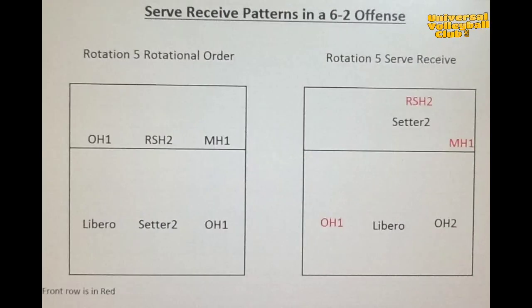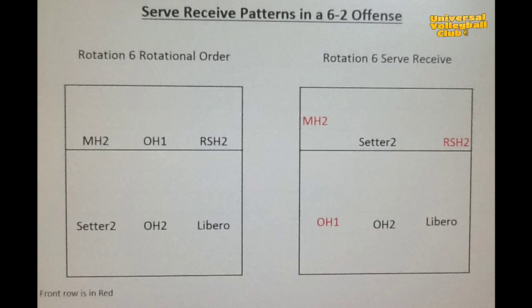Rotation 5, much like rotation 4, will be a mirror image of rotation 2. That's one of the beauties of the 6-2 offense. Teams really only need to learn 3 different rotations and they repeat them every 3 rotations. Rotation 6. Just like the previous 2 rotations, rotation 6 mirrors rotation 3. It also has the same alternative option as rotation 3. After rotation 6, there will be a second double substitution.